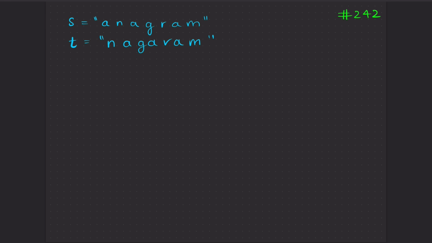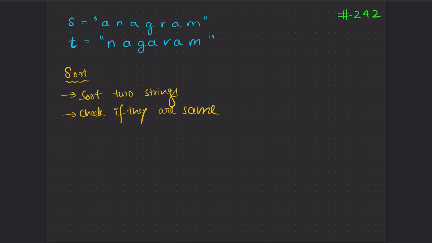So the first approach that I'd like to show you is the sorting approach. What happens if we just sort the two strings and check if they're the same thing? That would work, right? Let's see. Let's sort s.